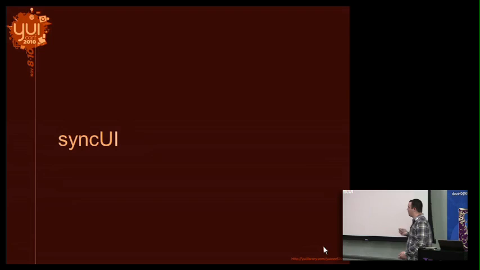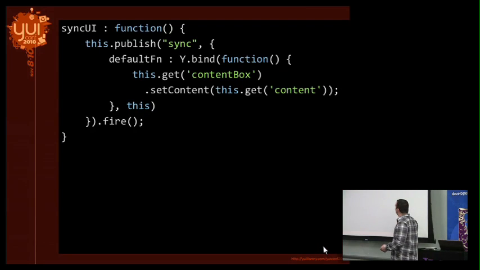So the last one is sync UI. This is where you sync up the state of your widget and its attributes to what's actually in the DOM. For us, this is really easy. This looks more complicated than it needs to, and I'm going to get back to why it looks like that a little bit later. But the important part is what's on the inside there in that default function, where we're just getting a handle to the content box and setting the content to the widget's own content attribute. It's pretty simple. It looks a little complicated, especially due to how I had to line break to fit the code on the slide, but why it looks like that will become important in just a couple slides, I promise.